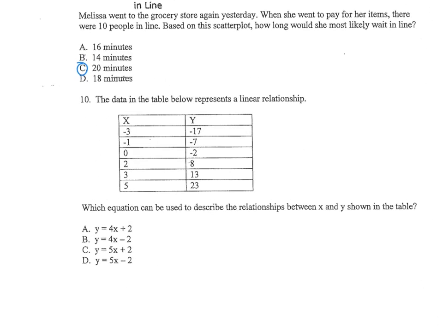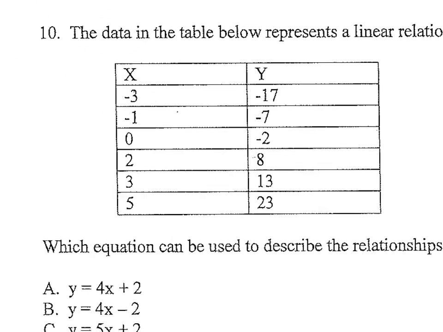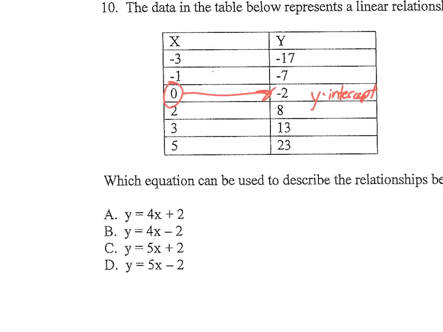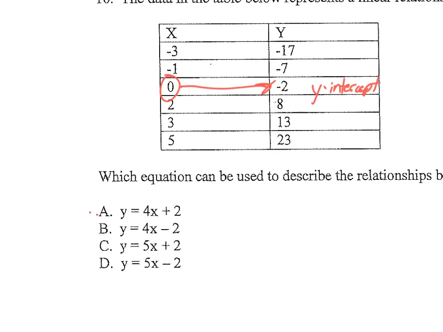Data in the table below represents a linear relationship. Which equation can be used to describe the relationship between x and y shown in the table? So here's what I'm going to do. One thing I do want you to remember, though, wherever x is 0, this is our y-intercept, or b. So our equation has to end with -2. So that means that A is going to be out and C is going to be out. So I just got to figure out what my slope is.